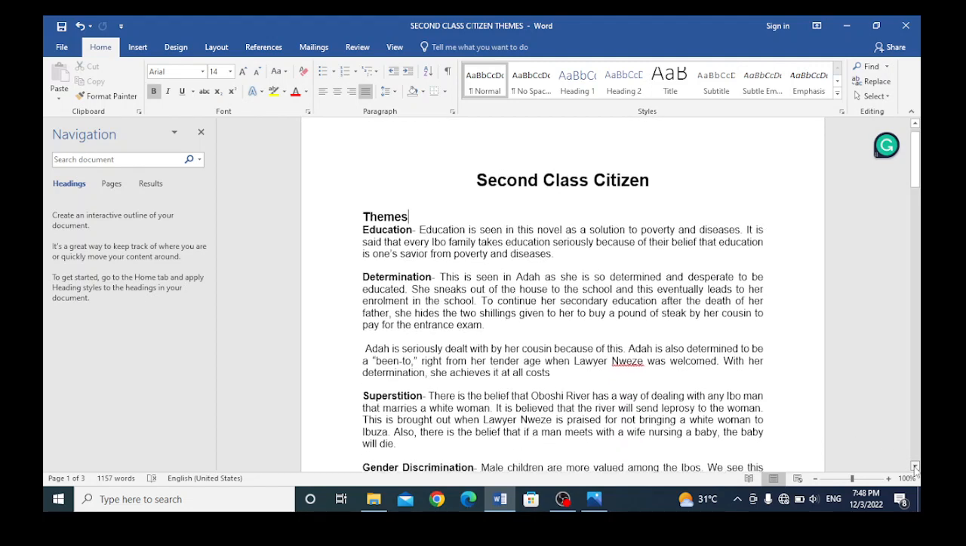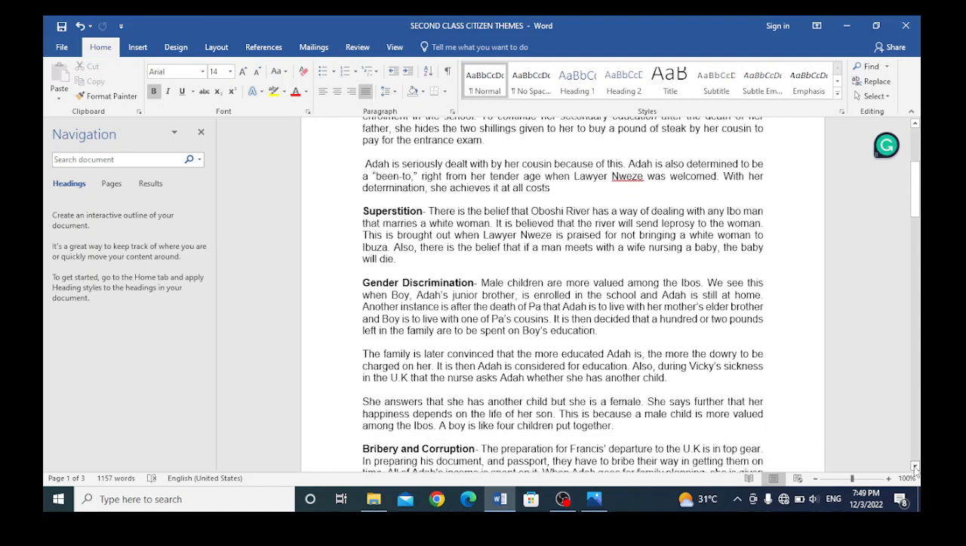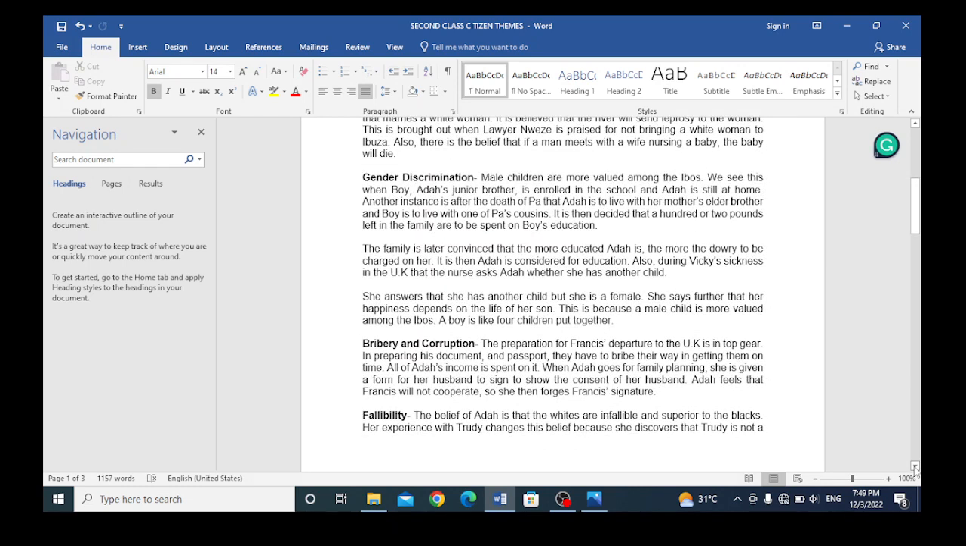The next point there is superstition. Superstition has to do with the belief of some people. This is the belief that Oboshi River has a way of dealing with any Igbo man that marries a white woman. It is believed that the river will send leprosy to the woman. This is brought out when Lawyer Nweze is praised for not bringing a white woman to Ebuza. Also, there is a belief that if a man mates with a wife nursing a baby, the baby will die. All those are superstition.